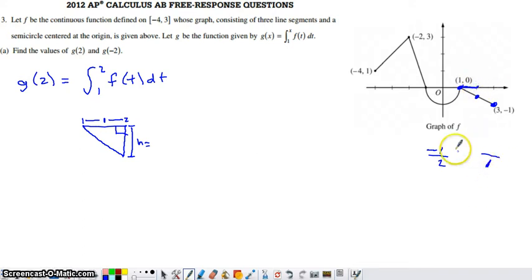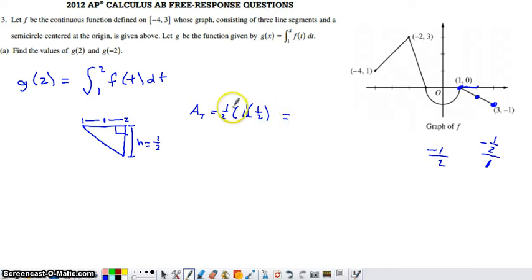What does our rise have to be if the value of this fraction has to be equivalent to the value of this fraction? Well, our rise is going to have to be -1/2. So what that tells us is that the y value right here on the graph of f has to be -1/2. Meaning the height of our triangle is 1/2, and the area of this triangle is going to be 1/2 times the base, which we said was 1 unit, times the height, which is a 1/2 unit.